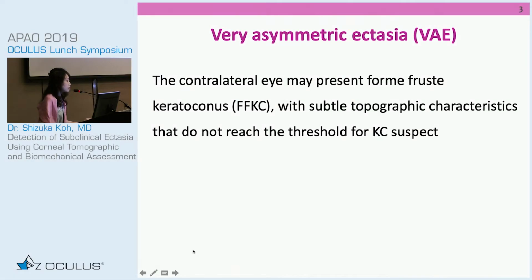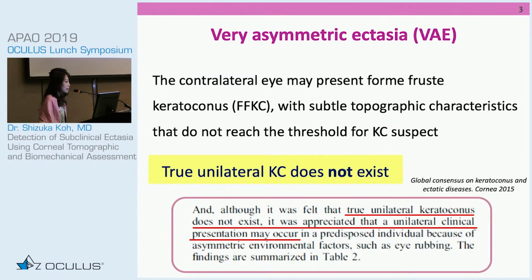As you know, keratoconus is generally present bilaterally, although it is sometimes present very asymmetrically. In certain very asymmetric ectasia cases, the contralateral eye may present full fruste keratoconus (FFKC) with subtle topographic characteristics that do not reach the threshold for keratoconus. According to the global consensus on keratoconus and ectatic disease, true unilateral keratoconus does not exist. However, a unilateral clinical presentation may occur. This is from the global consensus paper.